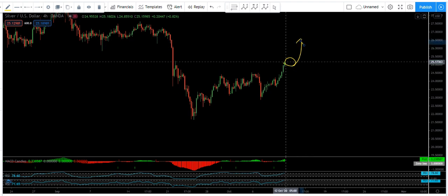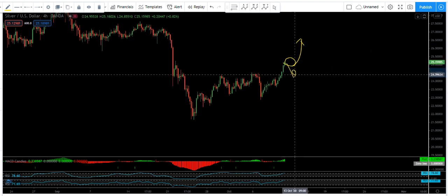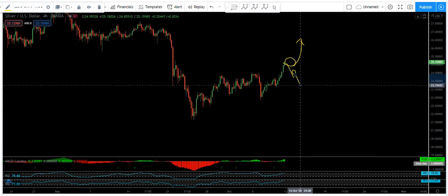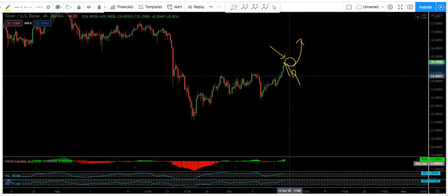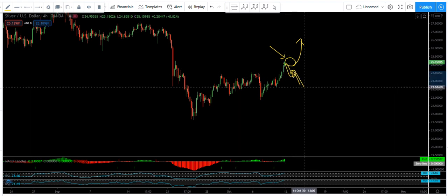But if we get a sharp move down, the flag, we can still look to sell. Right now we don't have anything. That means we will need to wait to see whether we get a correction, a small flag for buy, or a sharp move down, a flag for sell.